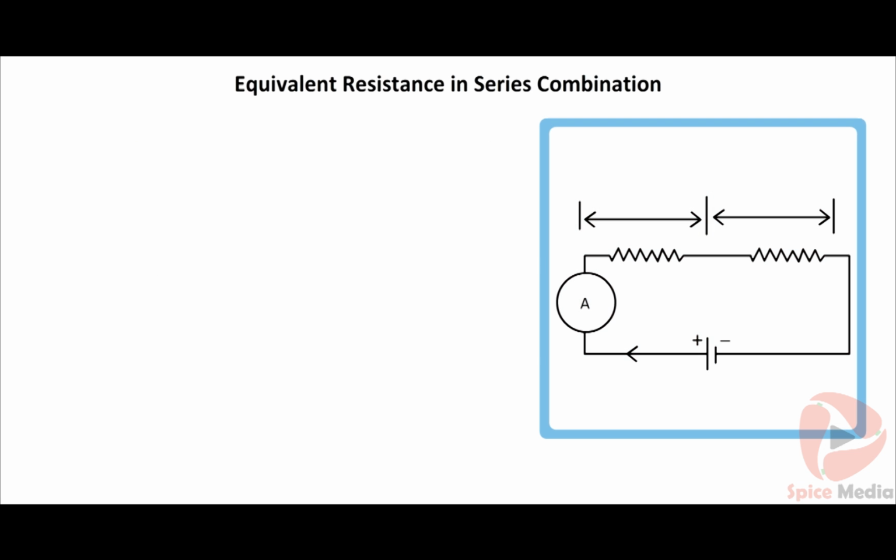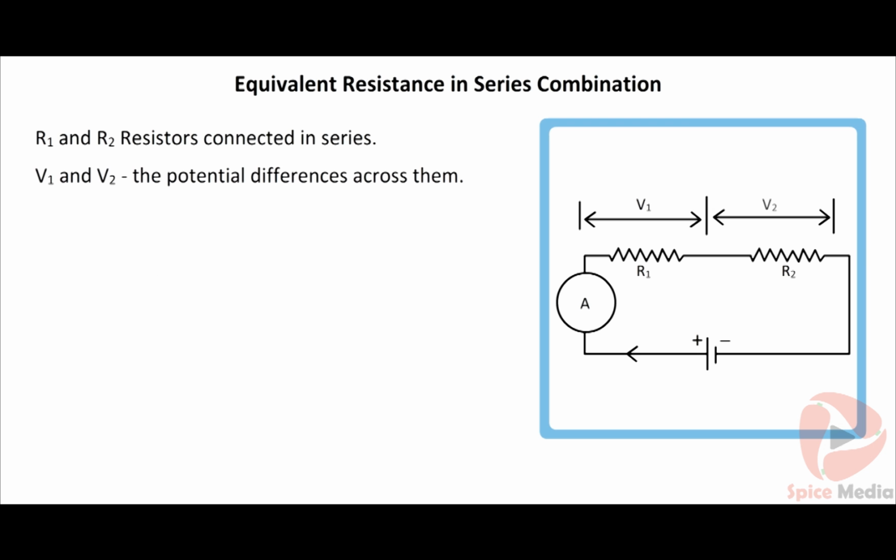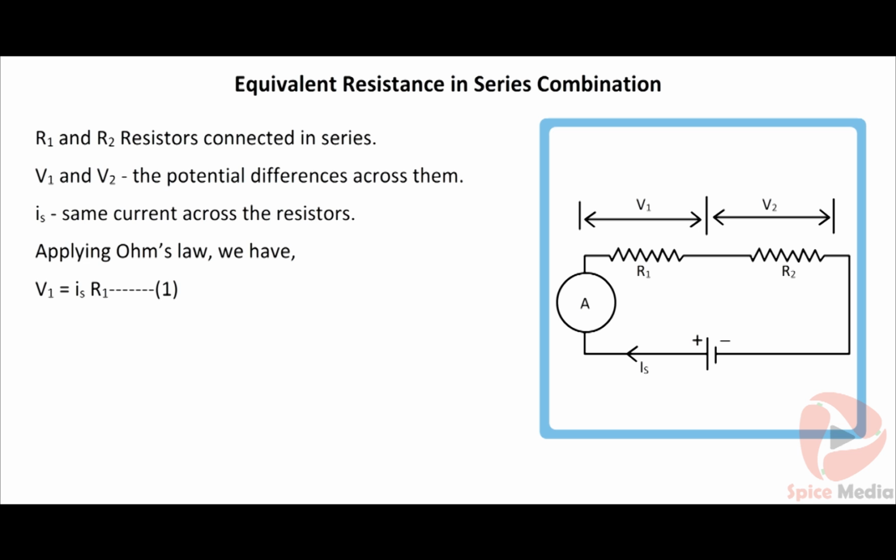Let us consider two resistors of R1 and R2 connected in series. Let V1 and V2 be the potential differences across them. The current Is across the resistors is the same. Applying Ohm's law, we have V1 is equal to Is R1, V2 is equal to Is R2.